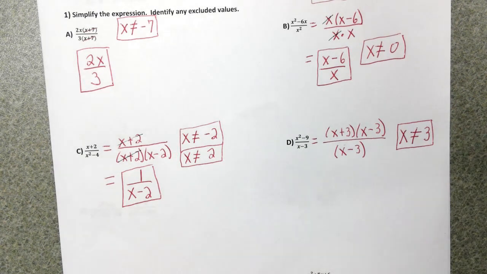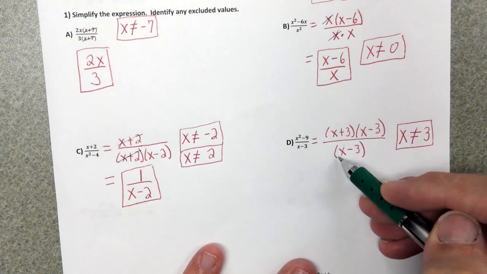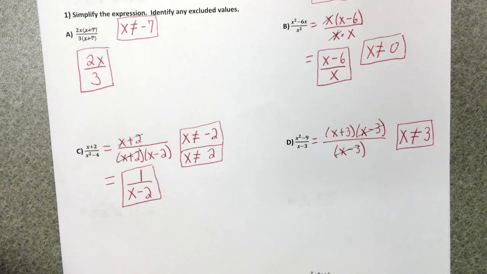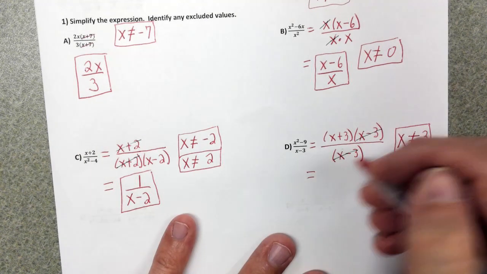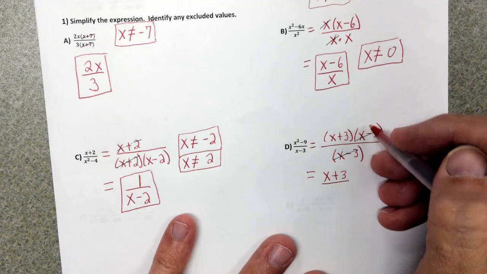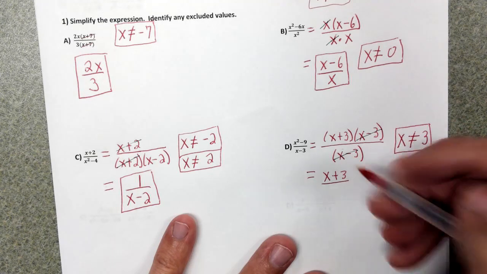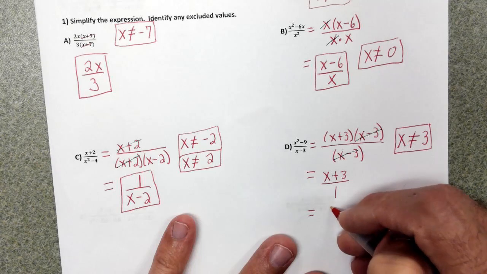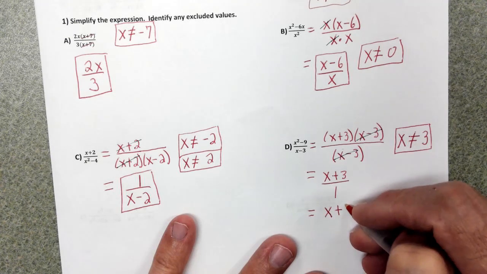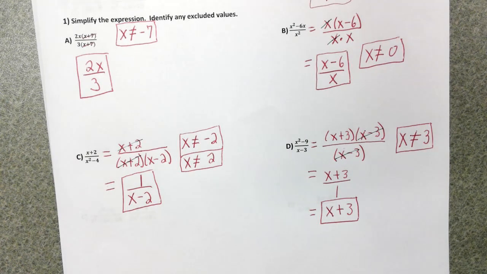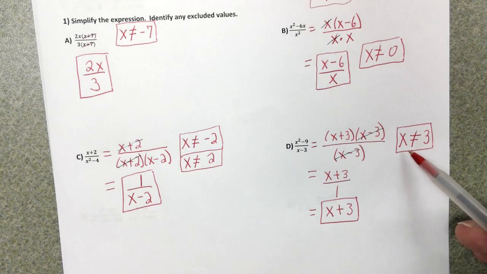Now go ahead and simplify our common factors. I got an x minus 3 on top and an x minus 3 on bottom, so those will cancel. And what that leaves us with is just an x plus 3 on top, and once again, x minus 3 divided by x minus 3 would be 1, so that would leave us with a 1 on bottom. Now anything divided by 1 stays the same, so we'll just leave that as x plus 3. So our simplified form on this one would be x plus 3. Our only excluded value would be x cannot equal 3.